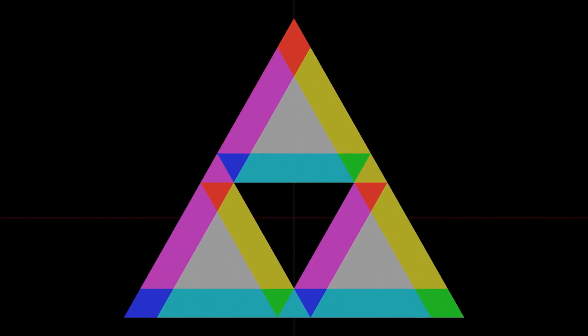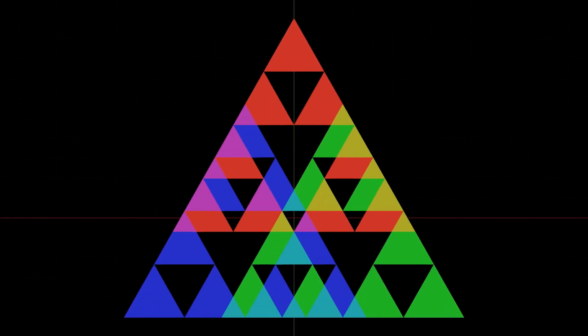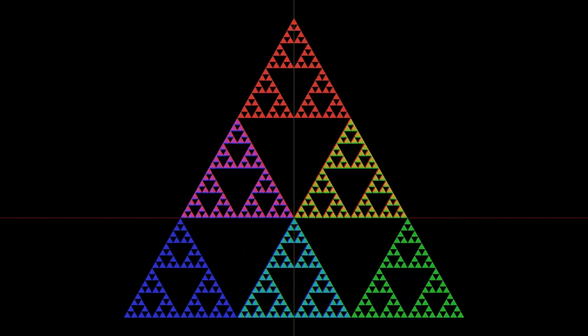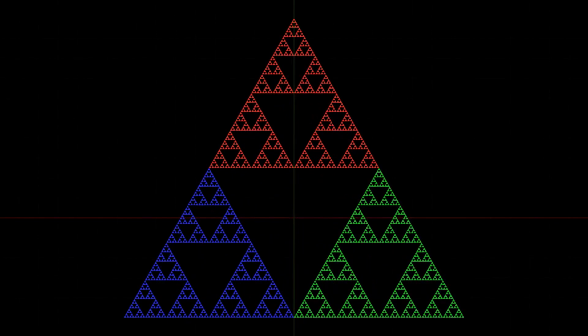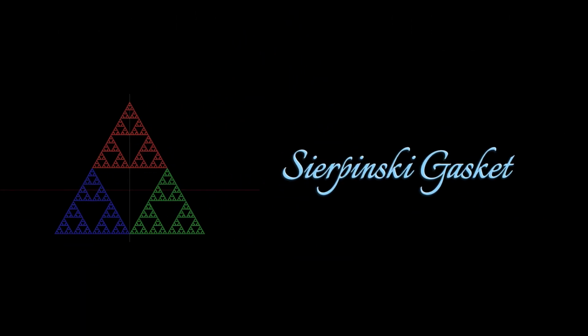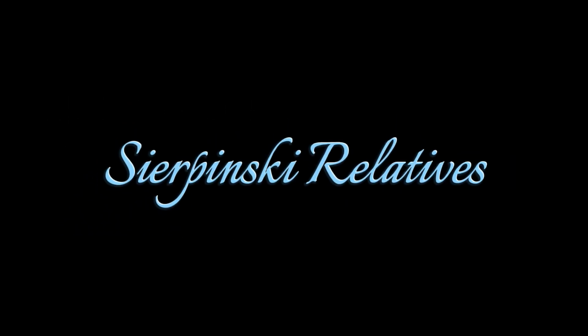Continue this process infinitely many times. At each step, the shape is split into 3 self-similar pieces, each a half the area of the original. Relating to the classic Sierpinski gasket fractal, there is a fascinating variation called Sierpinski Relatives.